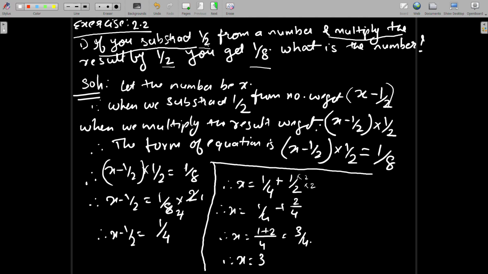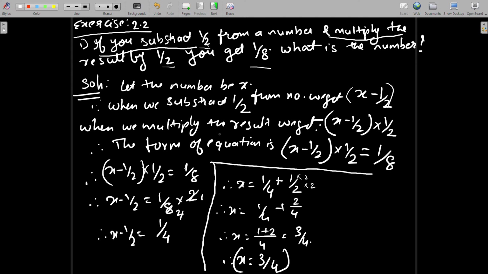Therefore x is equal to 3 by 4. What is that number? That number to which we subtract half, and the result to which we multiply by 1 by 2, we get 1 by 8. That number is nothing but 3 by 4. Hope everyone understood this.